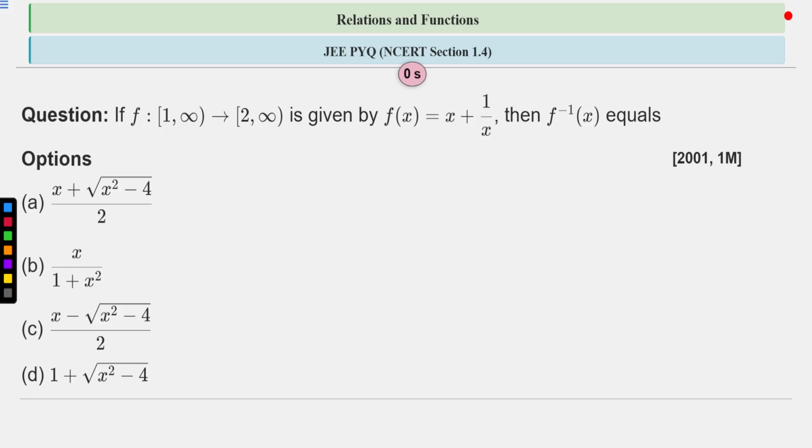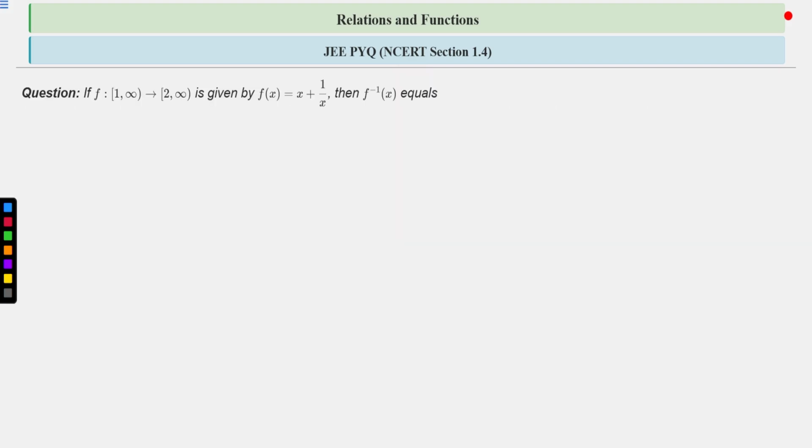Okay, let us move to the solution part. The question was: f is defined from 1 to infinity to 2 to infinity, given by f(x) equal to x plus 1 by x. Then f inverse x is equal to what? The correct answer will be option A: f inverse x equals x plus root over x square minus 4, upon 2. Why is it option A? Let us see.